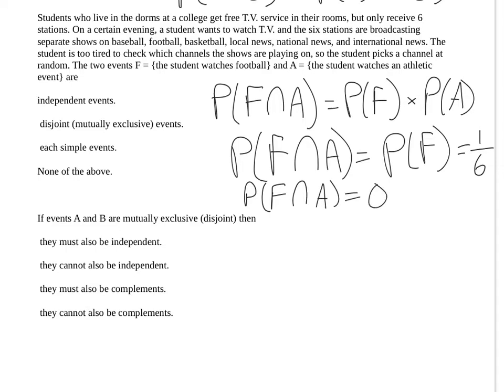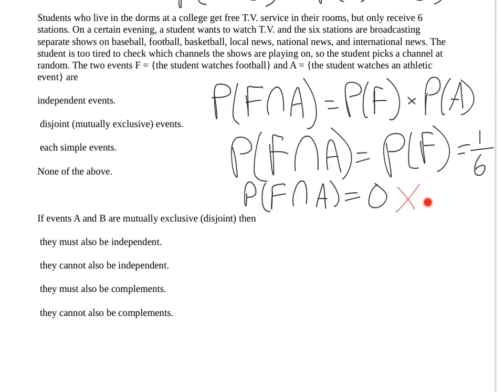Is that true? No, it's not true, because as we just discussed in the earlier part of this question, the probability of watching football and an athletic event is the same as the probability of watching football, which is equal to 1 in 6, 1 over 6. So, therefore, you know for sure the probability of watching football and watching an athletic event is not equal to 0.